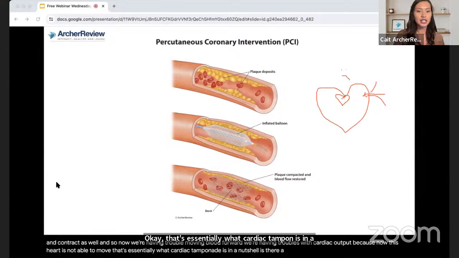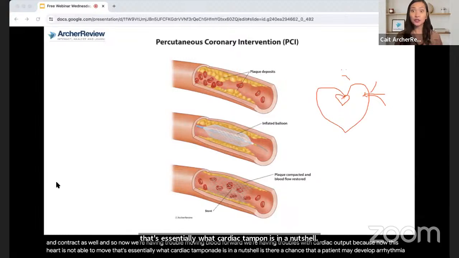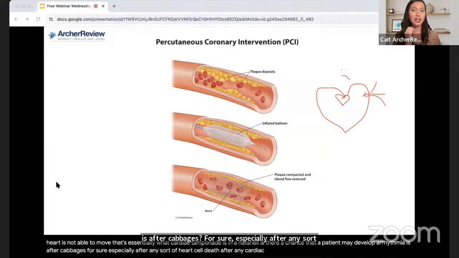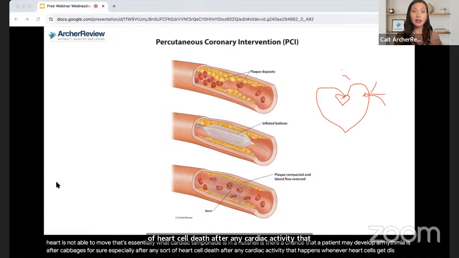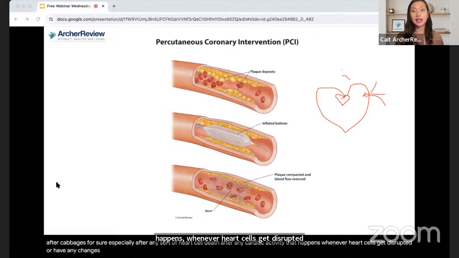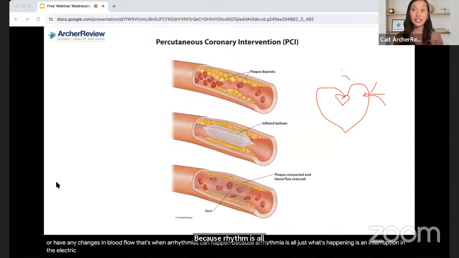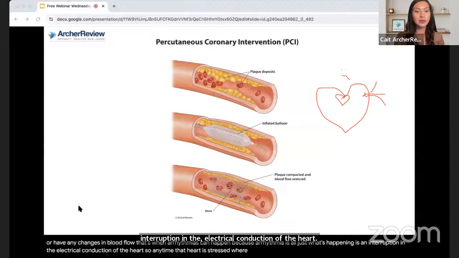Is there a chance that a patient may develop arrhythmias after CABGs? For sure, especially after any sort of heart cell death, after any cardiac activity that happens. Whenever heart cells get disrupted or have any changes in blood flow, that's when arrhythmias can happen. Because with arrhythmias, what's happening is an interruption in the electrical conduction of the heart. So anytime that heart is stressed, we're at risk for arrhythmias.